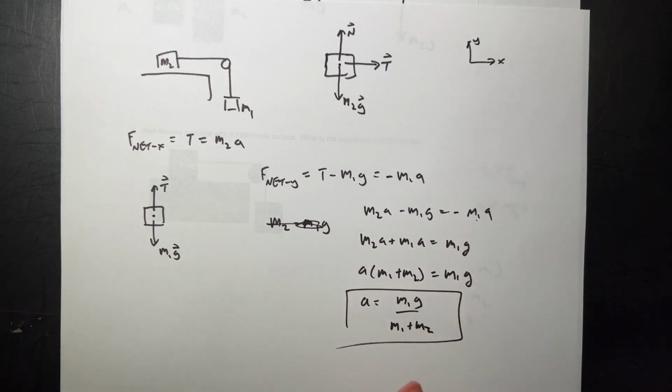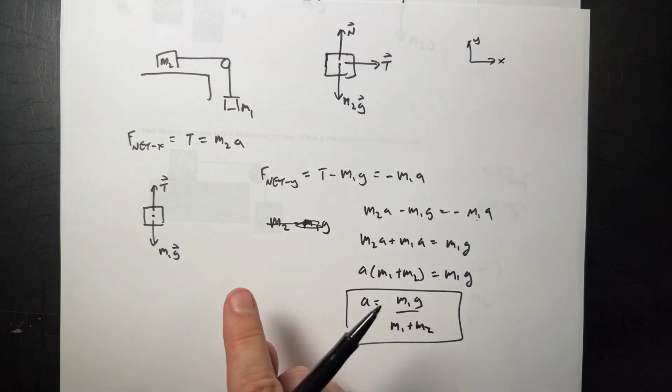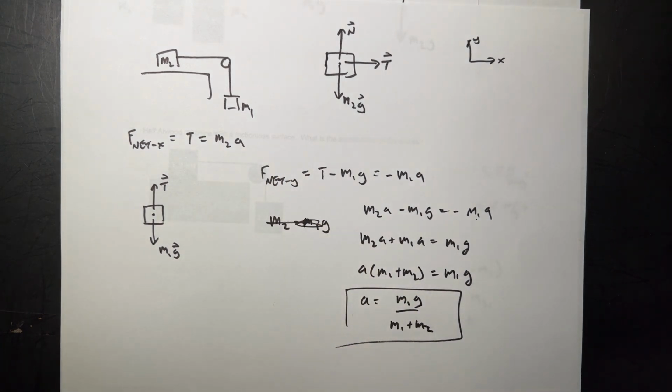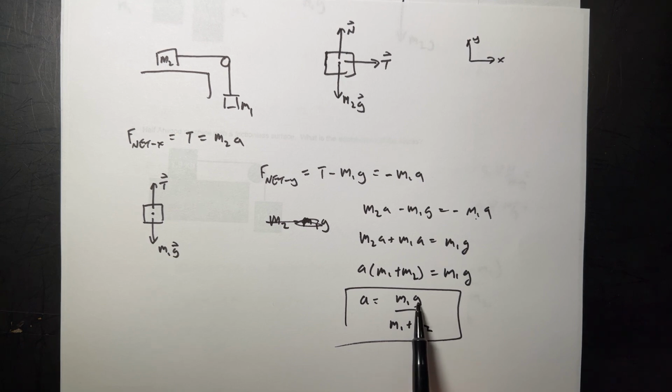I didn't point this out in the last problem, but it's two equations, two unknowns. If I find the acceleration, I can always go back and find the tension if I want that. I didn't ask for that in this problem, so I'm not going to solve for it. But now let's check the units again. So up here I have mass times meters per second squared divided by mass, which gives me meters per second squared. So the units work.